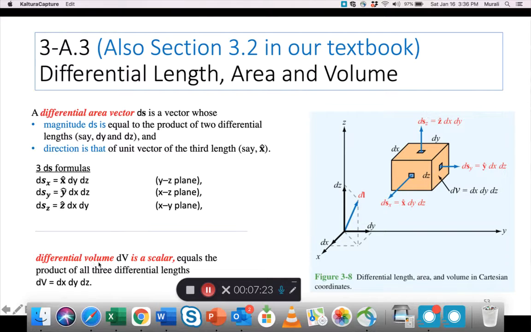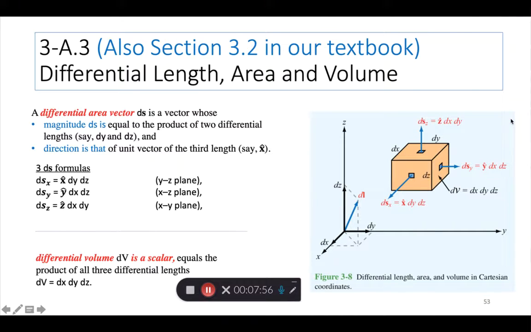Next, we define differential volume as a scalar, and that just is the product of all three lengths, dv equals dx, dy, dz, and it doesn't have any direction. Okay. So remember this theory in Cartesian coordinates and take a minute to study each of these formulas in red and black and this volume and understand what the length, the surface areas, and the volume vectors mean. Okay. All right.